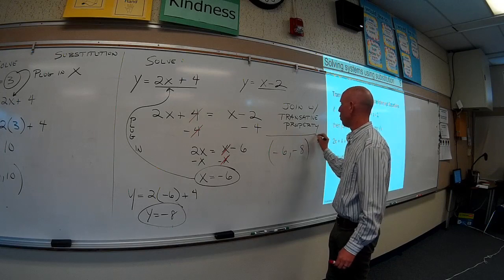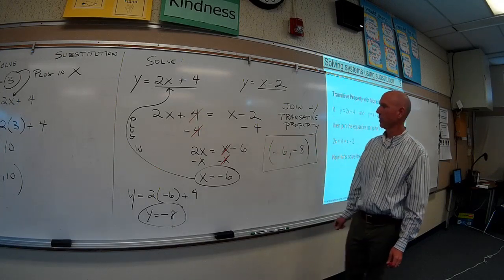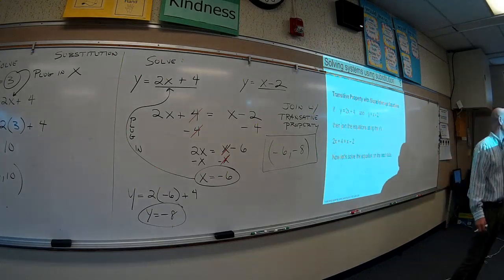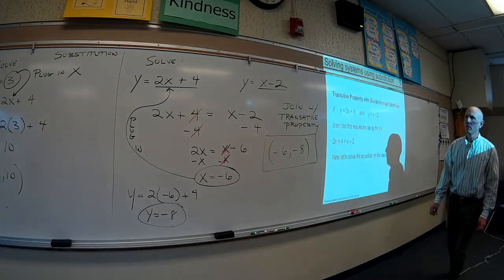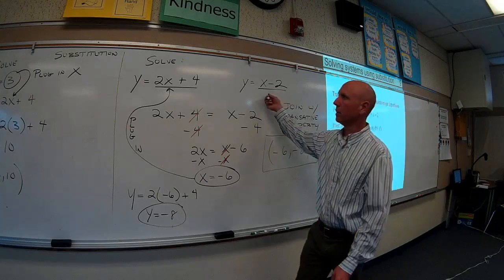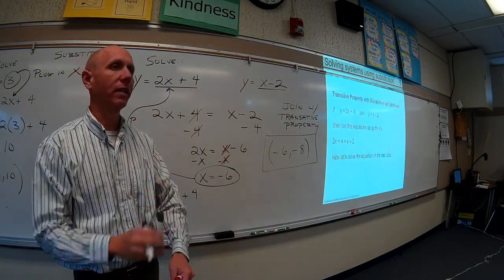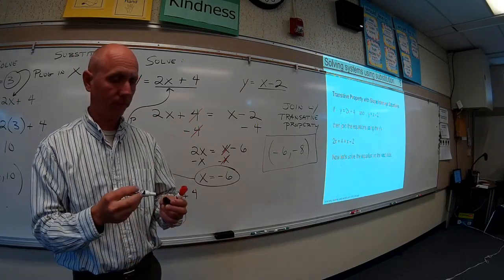Okay, and what does this point mean in the context of the problem? What does that mean, Greenlee? It's where the two lines cross. These are two lines. They cross somewhere. They cross at -6, -8. That's what you just found.